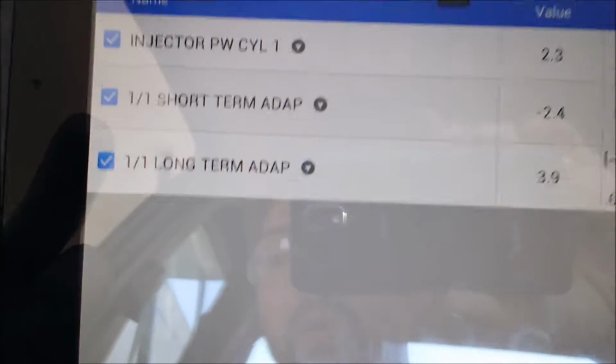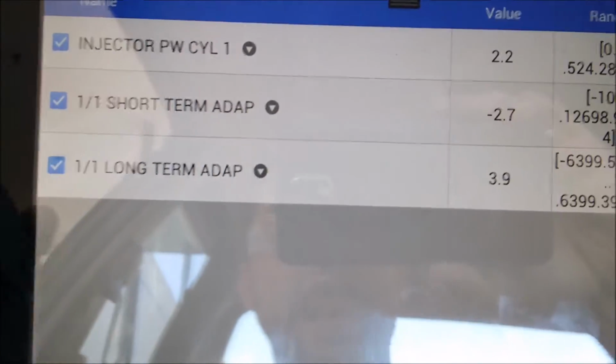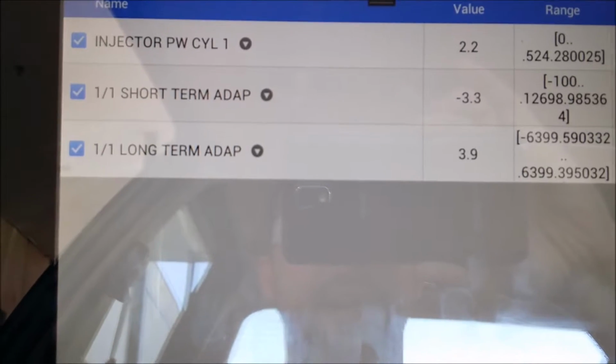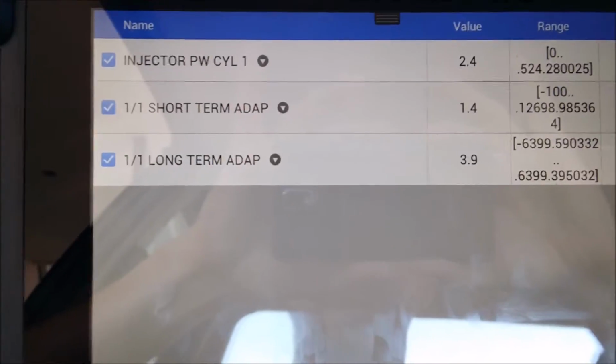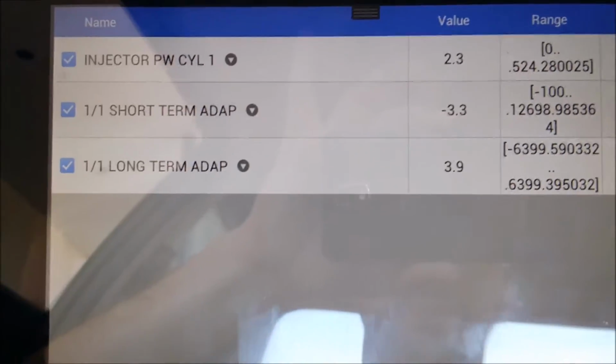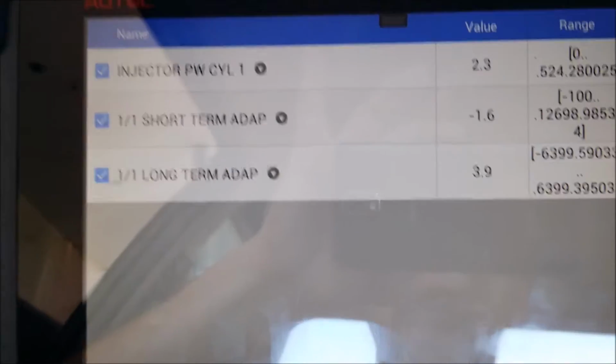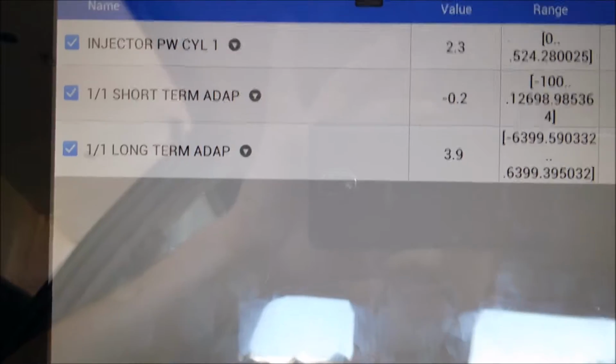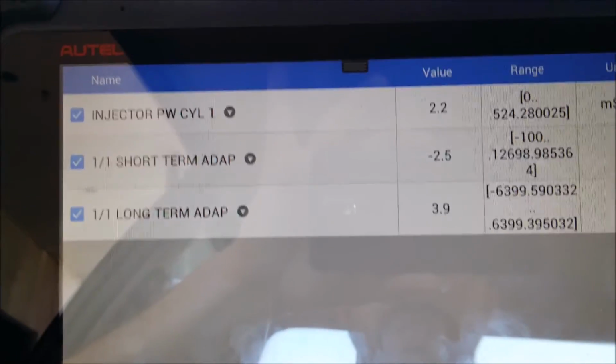Short-term fuel trim, that's immediate, what's happening right now. So when you're seeing those negative numbers, that's the sensor saying, hey, there's too much gas, it's a lean mixture, I'm taking away some fuel. Long term, that's more of an average, an overall picture. So if I see 3.9 long term, I can tell for the most part this engine's been running lean and it's been trying to compensate for it. 3.9 is probably just about maxed out.